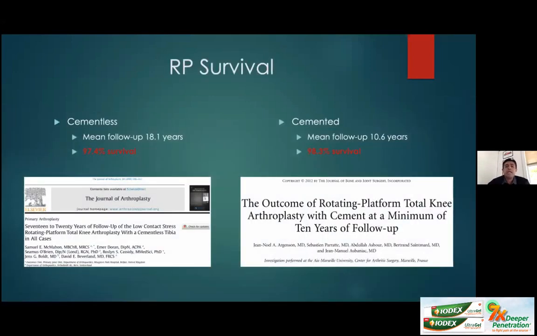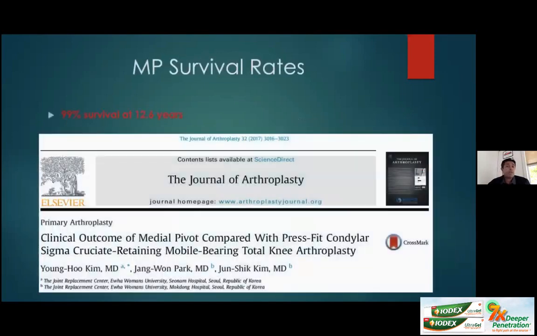What about rotating platform designs? In this group, whether you use a cementless design or a cemented design, at 10 to 20 years, there seems to be excellent survival. So rotating platforms are tried and tested, and you can use this. You may not have that much of a kinematic or functional benefit, but at least you can use them with excellent survival. With regards to medial pivot, these designs have only been around, or studied, for 12 to 15 years. And again, there is excellent survival in that time frame.